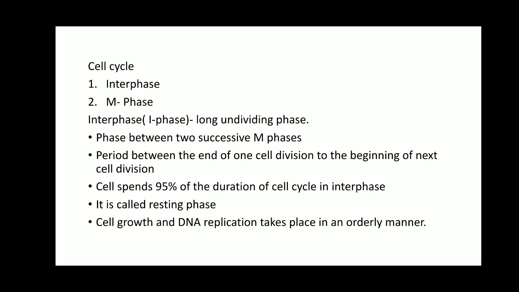Though it is called the resting phase, it is highly metabolically active, in which the cell prepares itself for the next cell division. The cell prepares for division by undergoing both cell growth and DNA replication in an orderly manner. But here there is no division of nucleus or the parent cell is not divided into daughter cells, but only the cell growth and the DNA replication is going to take place in an orderly manner. Whereas M phase is a mitosis phase and this phase is further divided into subphases.